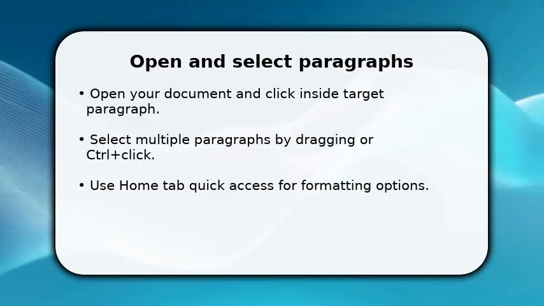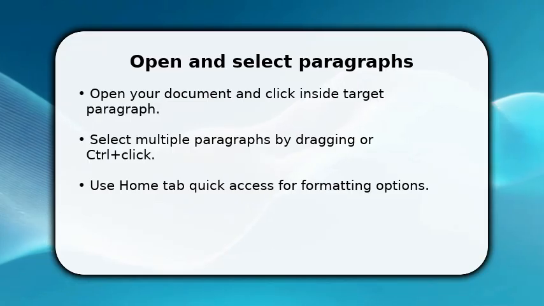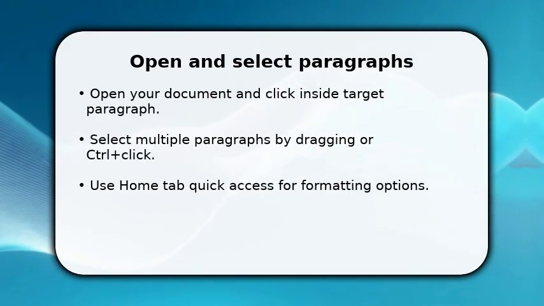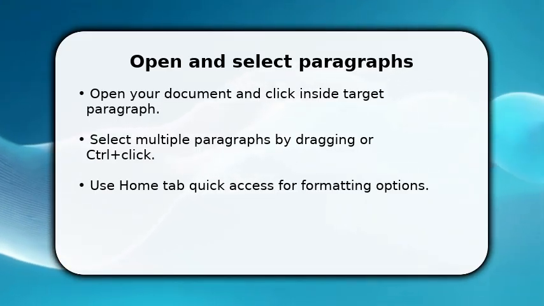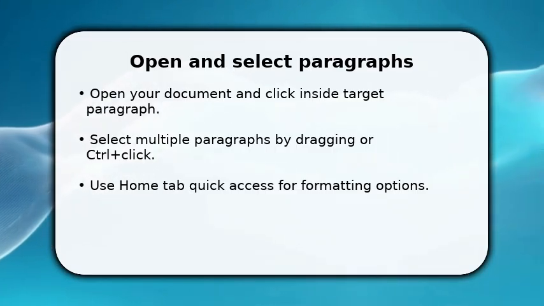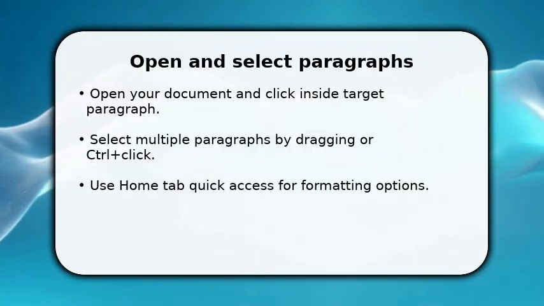You start inside Word with the paragraphs you want to change. Click anywhere in the first paragraph, then drag to highlight multiple paragraphs or hold Ctrl and click to add non-adjacent ones. Once done, make sure you can see the Home ribbon. This gives immediate access to spacing controls. You're preparing the selection so changes apply exactly where you need them, which avoids modifying the whole document unintentionally.